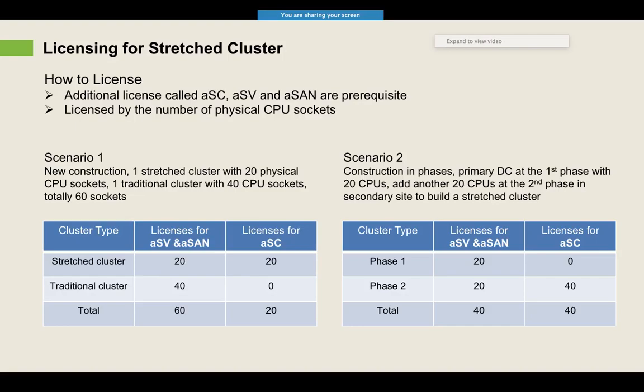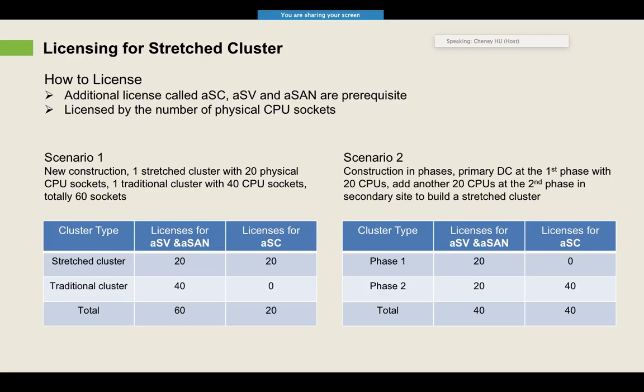So with stretched cluster, we are going to introduce a new license, which is called ASC. And ASC is the same as ASV and aSAN. It is based on the number of physical CPU sockets in the stretched cluster. And to use ASC, customers must purchase ASV and aSAN in advance, because stretched cluster requires shared storage, and the shared storage can be made with aSAN. Let's have a look at the example of licensing. Scenario 1 is a typical scenario where the customer has 2 clusters.